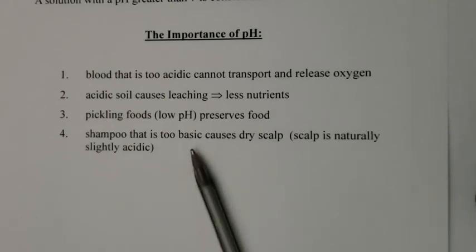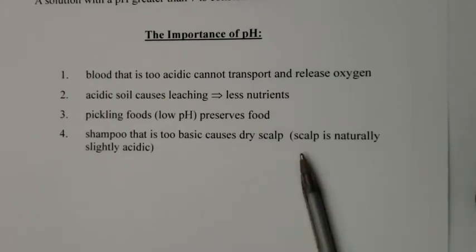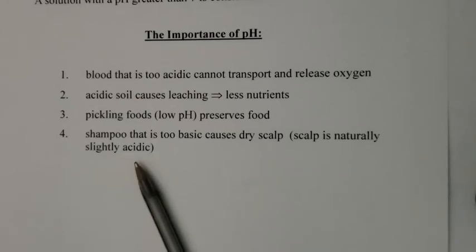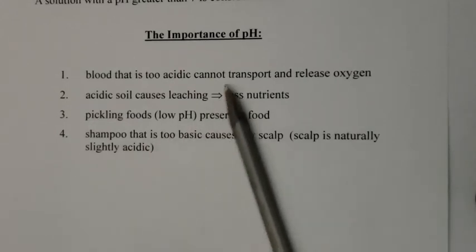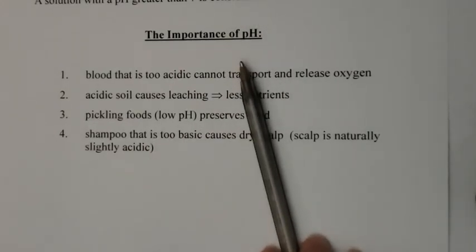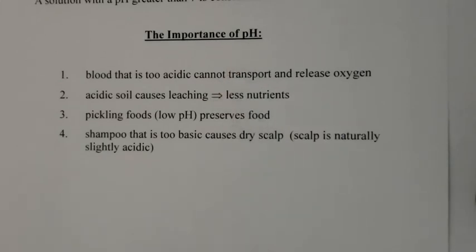Shampoo that's too basic can actually cause dry scalp. Scalp is naturally slightly acidic. So a lot of commercials say the shampoo is pH balanced. What they mean is that the product matches the exact pH of whatever body part you're putting it on. If it's shampoo, it would be your head. Another one is deodorant. You'll hear in advertisements that it's pH balanced, where it matches the pH under your arm. So knowing what the pH is is very, very important to us and our health.